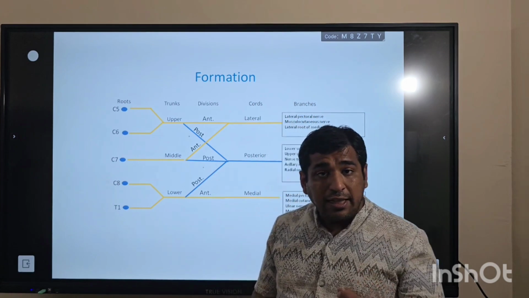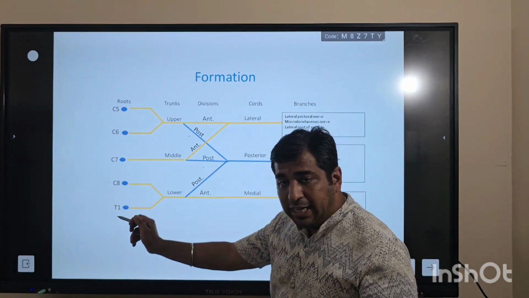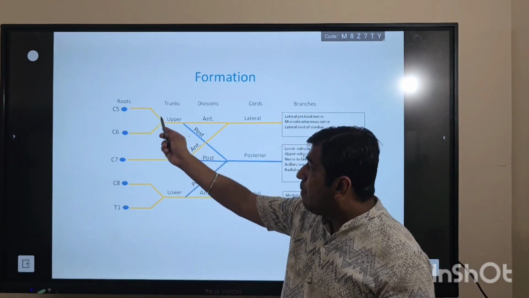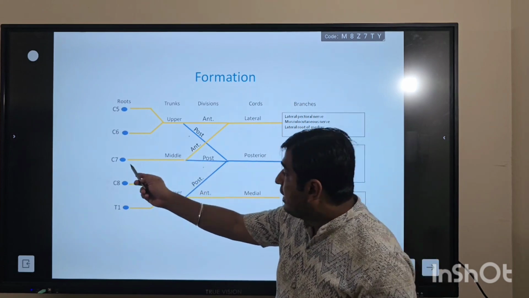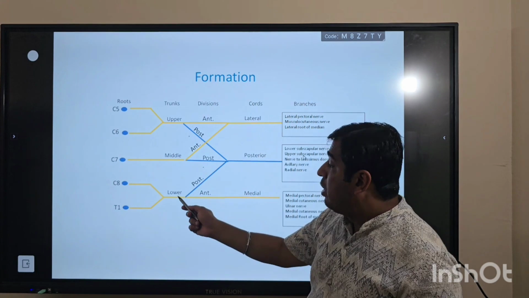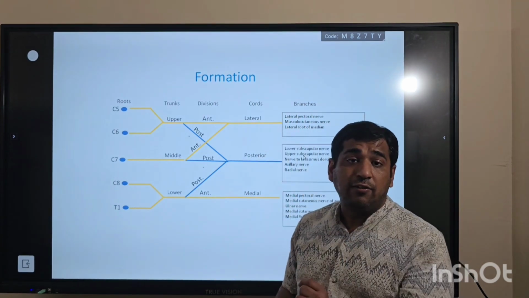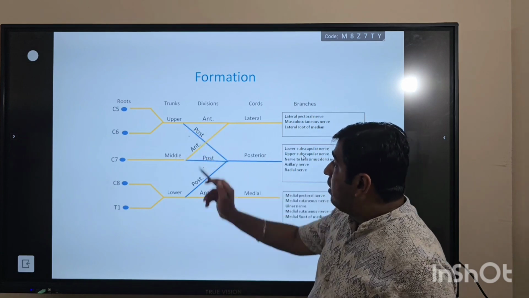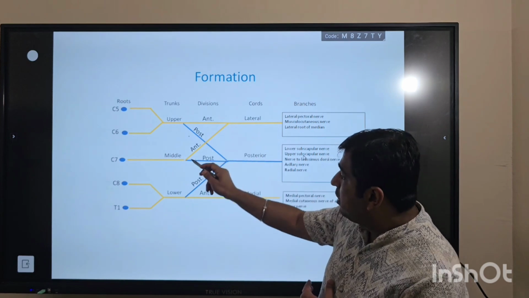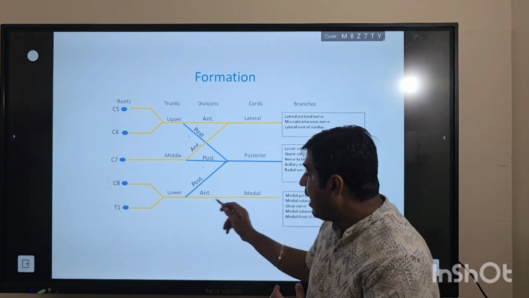So roots, which roots are there? Ventral rami of C5, C6, C7, C8 and T1. So we'll see how it will be formed. C5 and C6 combine to form the upper trunk. C7 will continue as a middle trunk, and C8 and T1 will form the lower trunk. And these trunks give anterior and posterior divisions. The upper trunk gives anterior division and posterior division. The middle trunk is also giving the anterior and posterior division. The lower trunk is also giving the posterior division and the anterior division.